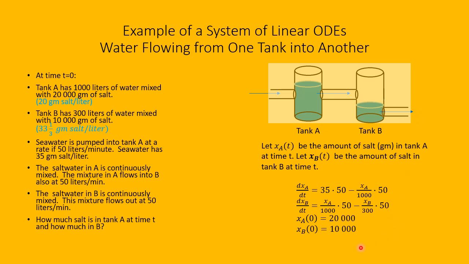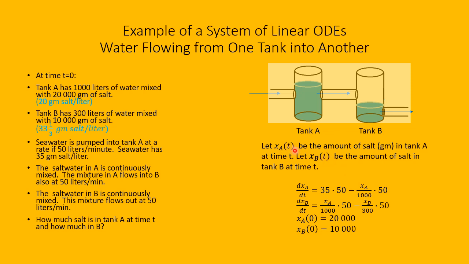Okay, now we have a couple initial conditions. At time 0, the amount of salt in tank A is 20,000 grams, and also at time 0, the amount of salt in tank B is 10,000 grams. So here we have a different type of initial value problem than we had before. We have a differential equation involving x sub A of t, and we have a differential equation involving x sub B of t. X sub A and x sub B are both functions of t.